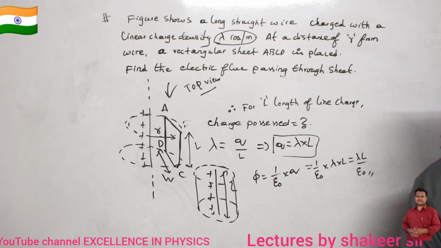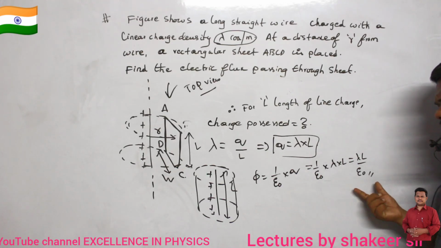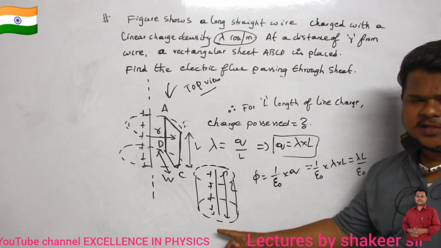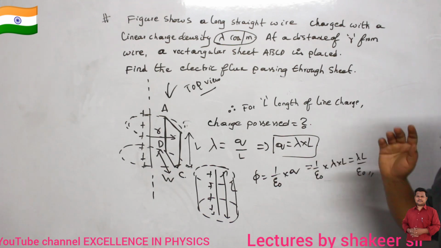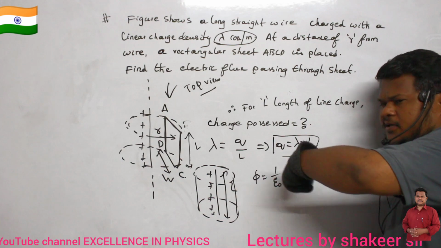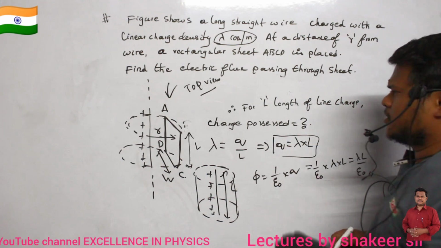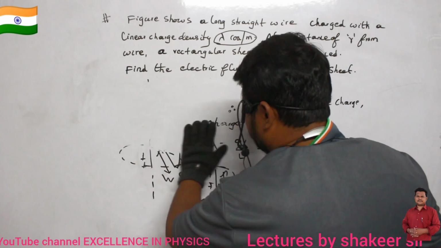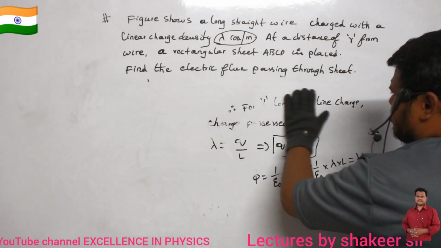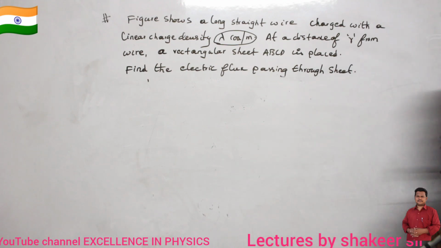First of all, make a note up to here, then we will continue. So we have calculated that this much amount of flux is produced by L length of this line charge. And in which direction will this flux be? Flux will be in the total 360-degree direction. Flux will be traveling in every direction. So therefore, out of this total flux, how much flux will the sheet receive? That is important.